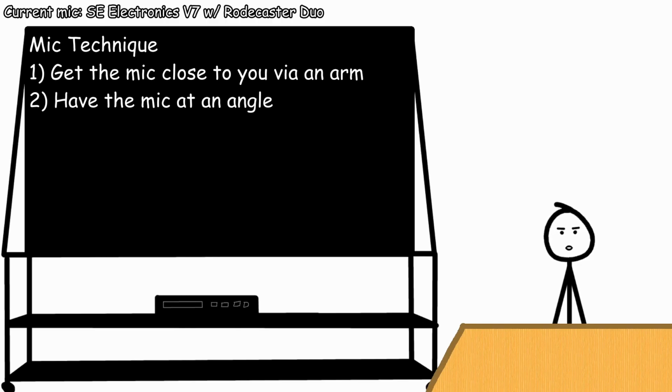Next, have the mic at an angle to avoid plosives, the harsh P sounds. If you don't have a pop filter or windscreen, this can help a lot. Here's an example of me speaking straight into the mic a couple inches away with no pop filter or windscreen. Again, I'm sorry ahead of time.